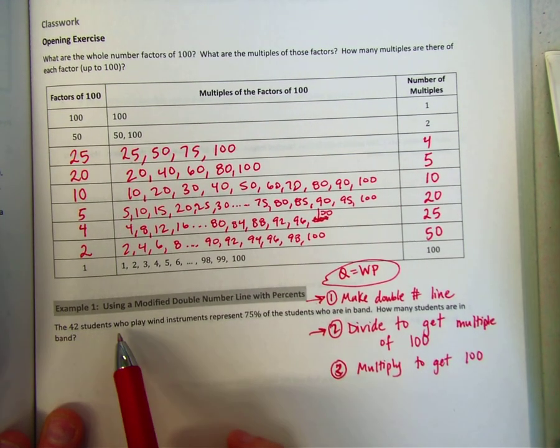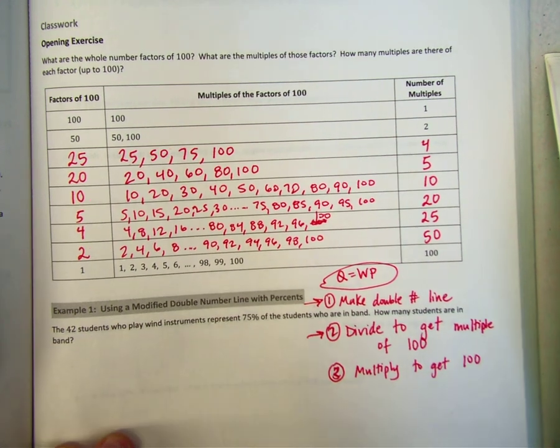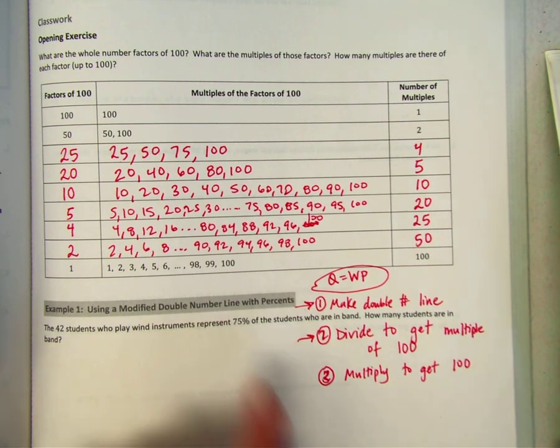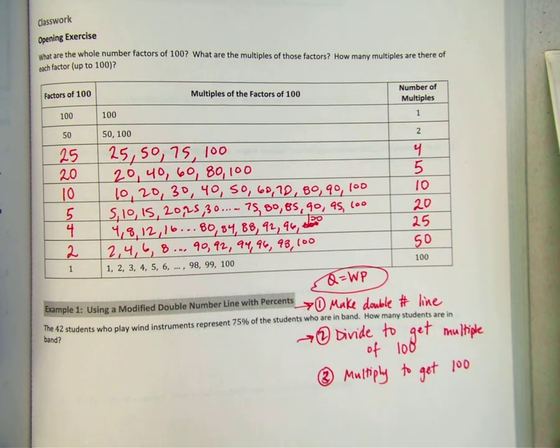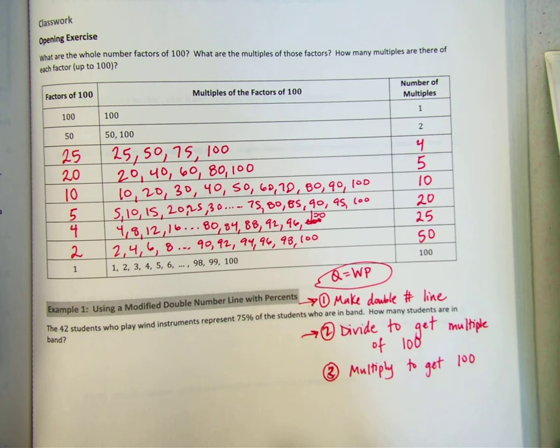So let's read the first example. The 42 students who play wind instruments, those are like clarinets, flutes, saxophones, if you know anything about instruments, represent 75% of the students who are in band. How many students are in the band total?